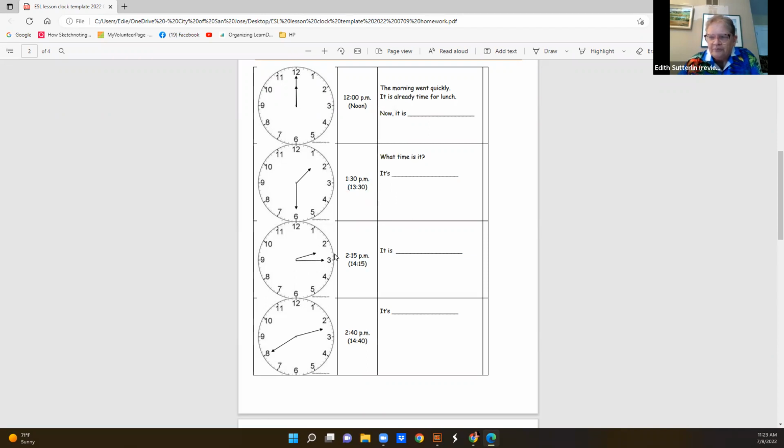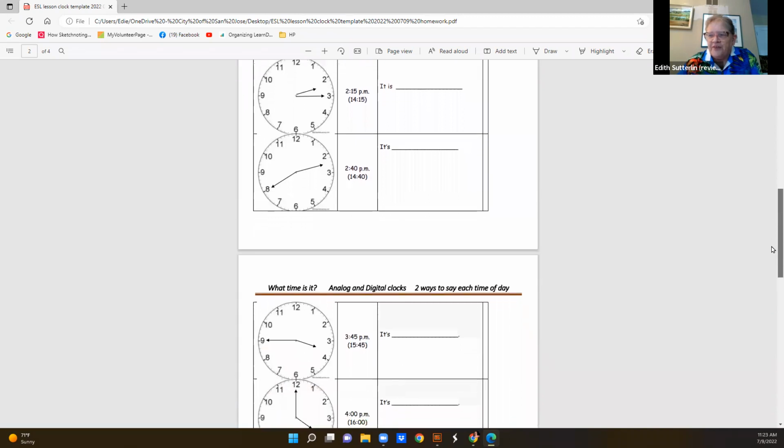What time is it here? It is 2:15. And then the next clock, what time is it? It's 2:40 p.m.